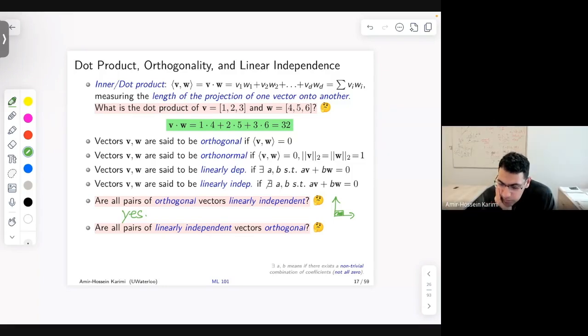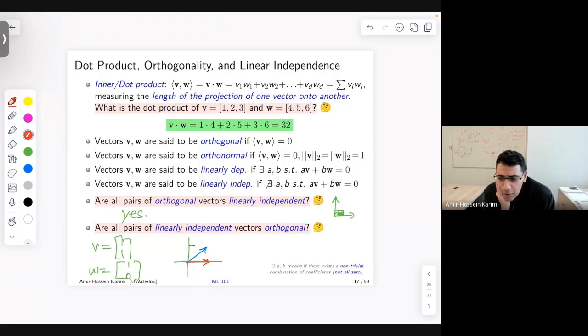So let me maybe give you an example. I'm going to say V is equal to 1, 1. So my V is 1, 1. And my W is 1, 0. W is 1, 0. Are these two linearly independent? Can someone come up with an A and B that when you take the linear combination, it becomes a 0 vector?